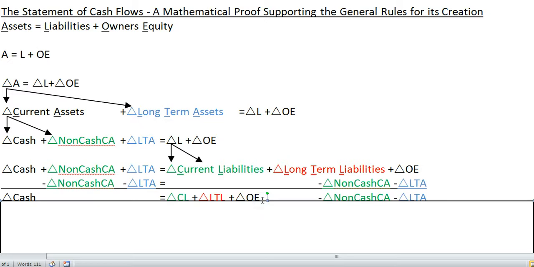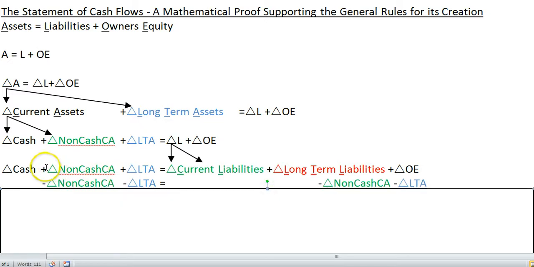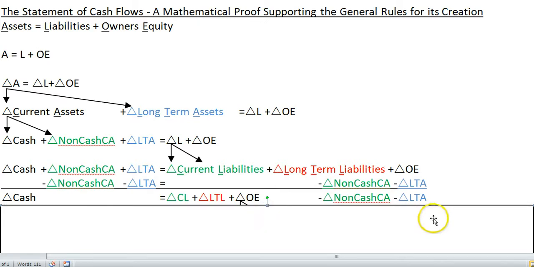So let's go ahead and deduct that from both sides. See that? So I'm deducting this from both sides. You deduct it here, deduct it there. On the left-hand side, they eliminate, so you have just the change in cash. And on the right-hand side, you wind up getting stuck with those minuses on the other side. So here's your new formula.